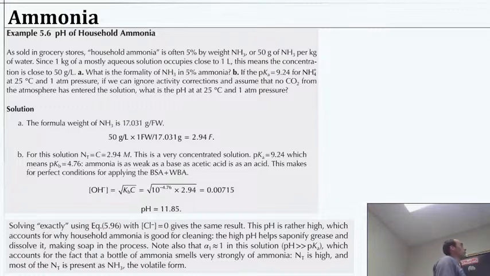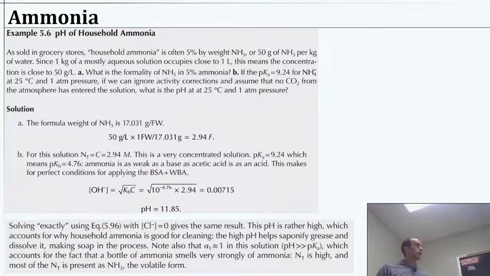So if we take some household ammonia, it's often something like 5% by weight, and we'll say that's 50 grams of ammonia per kilogram of water. Since 1 kilogram is approximately 1 liter, we'll say that this is close to 50 grams per liter. So the first question is, what is the formality here?